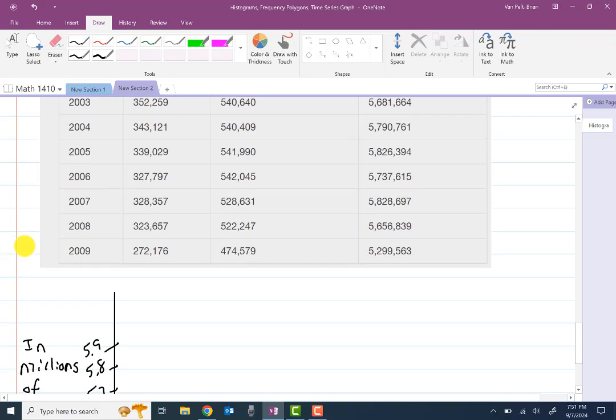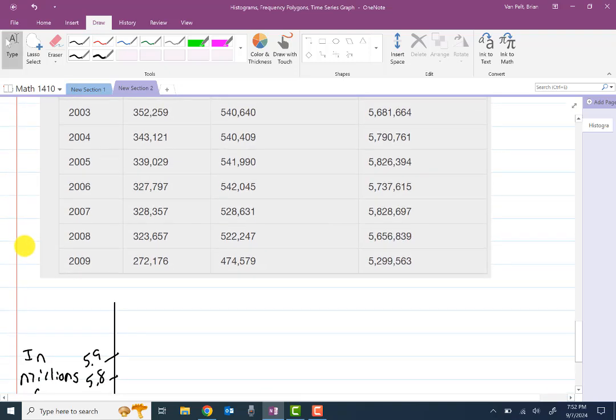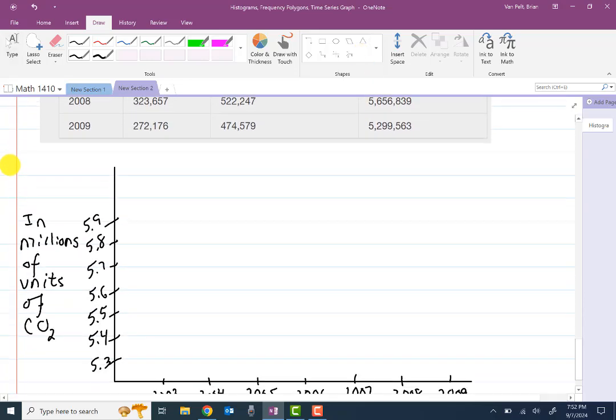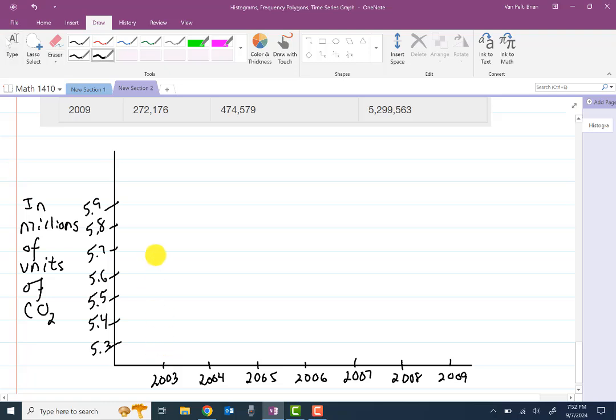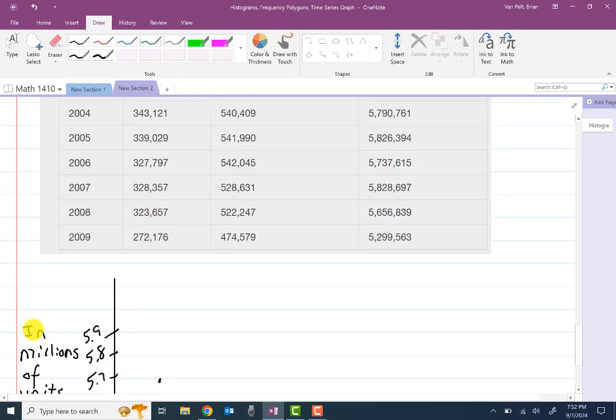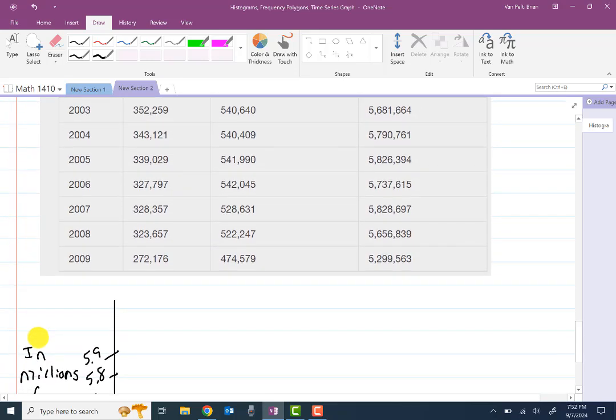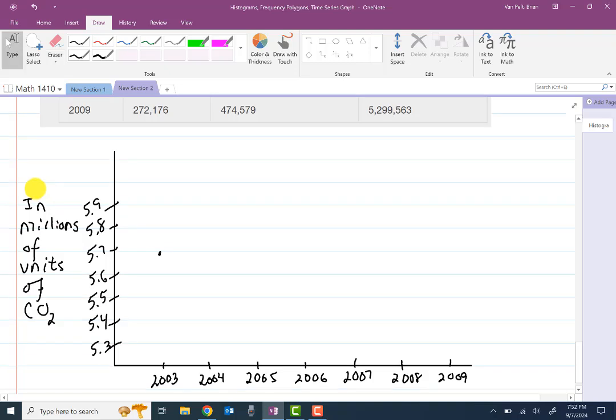So if we look at year 2003, I see that I have 5.68 million. So that's kind of close to 5.7 million. So I'm going to go right above 2003 and put a dot almost right at 5.7. It's just a hair underneath of that. Next, for the year after that, 2004, I have 5.79. So that's close to 5.8. So there was an increase. You can see this as they went from 2003 to 2004. And you got to watch this. If I linger too much on a spot, it wants to act like I've made a choice from a menu.